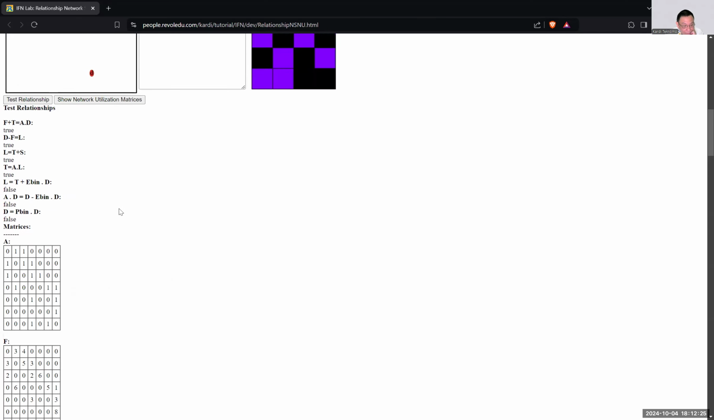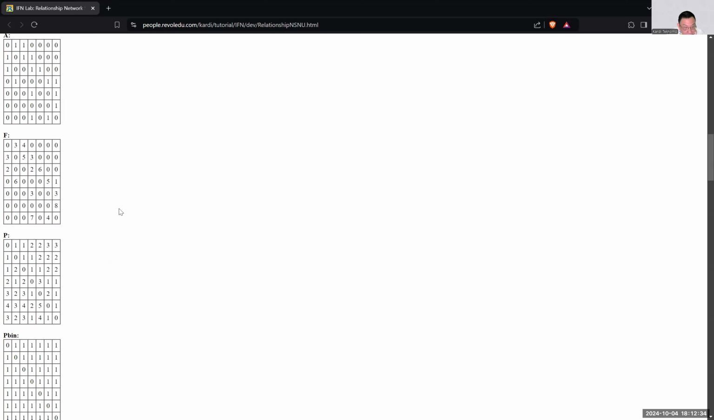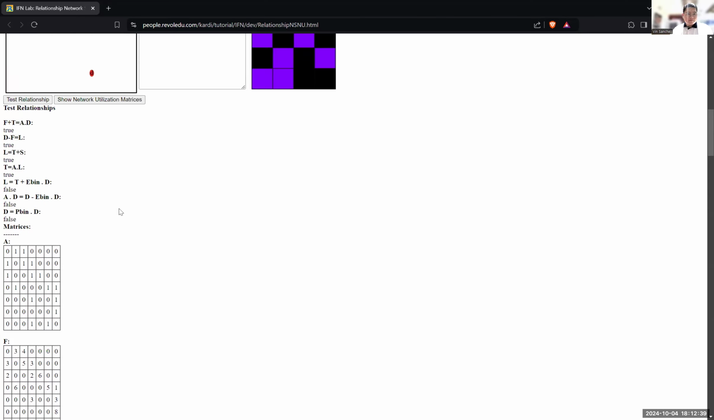So F plus T equals A is true. The second one is a definition, so it must be true. The same thing with L equal to T plus S. This must be true because of that definition. Yes, thank you, Vin. Very good. So, who else? Okay, Glenn.